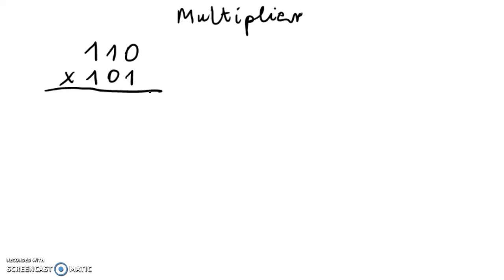Hi, this mini lecture topic is multiplier. In order to derive a multiplier structure, I will start with the paper and pencil method for multiplying two binary numbers. Let's assume you've got 6 times 5, and this is arithmetical multiplication, not a logical one.